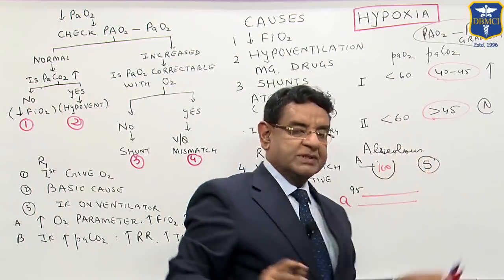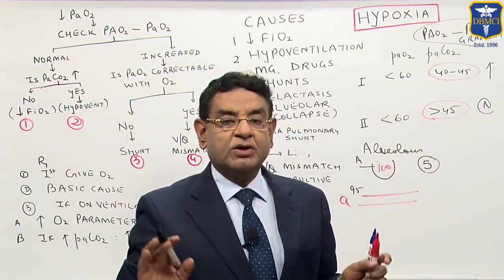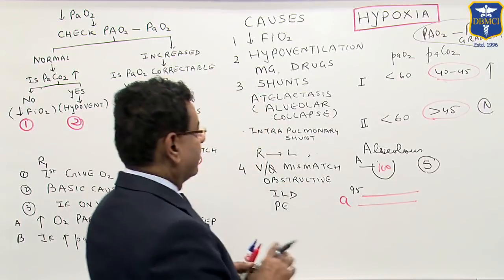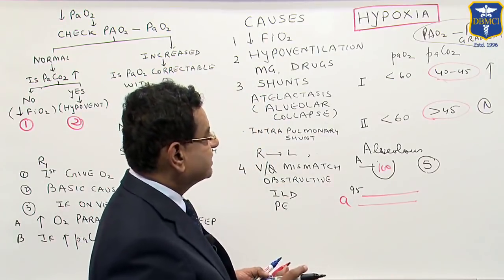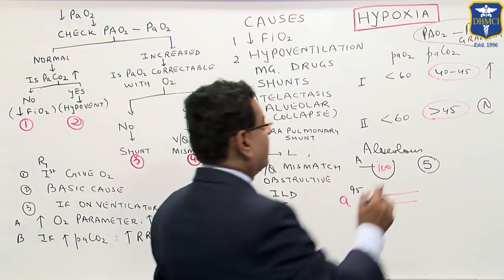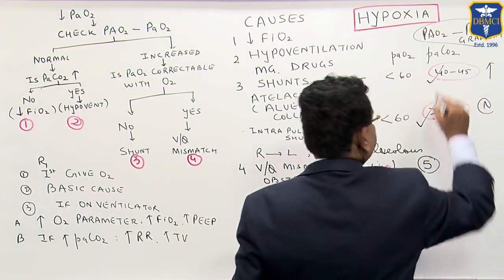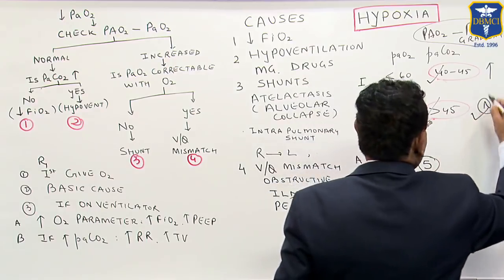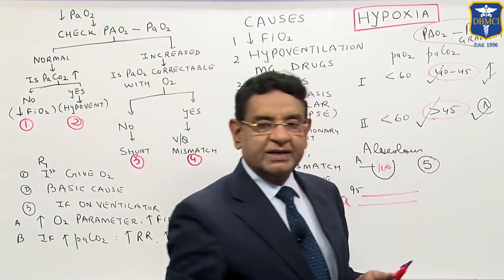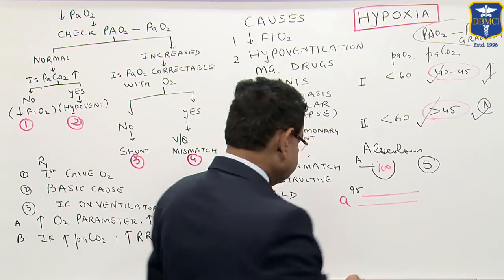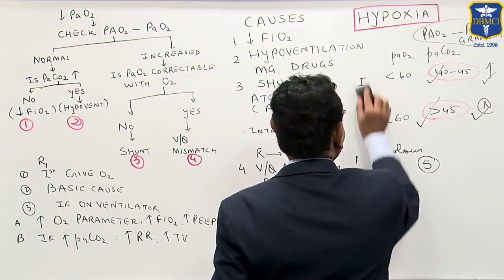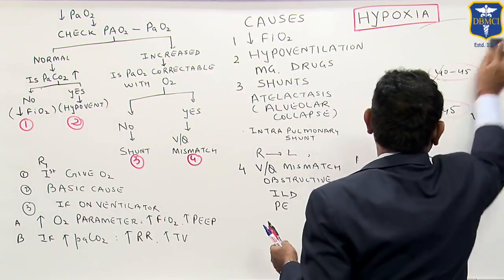In type 2, this gradient is normal, right? So we have two differences in type 1 and type 2. One is about CO2 level, normocapnia versus hypercapnia, and the other is gradient: normal in type 2, increased in type 1. These are the basic concepts about hypoxia.